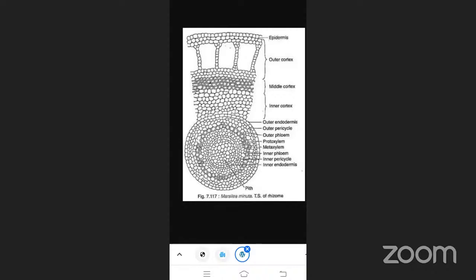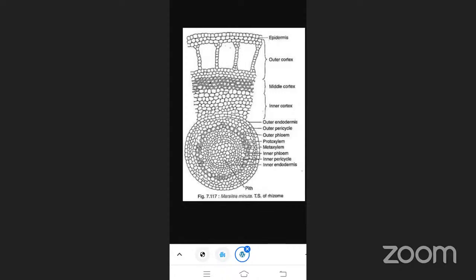The cortex is differentiated into outer cortex, middle cortex and inner cortex. Next to the epidermis is the outer cortex, which is parenchymatous tissue, and many air gaps are also there, divided by filament-like structures called trabeculae. Some air chambers are also there. Due to the air chambers, which store the air, this is a specific character of aquatic plants.